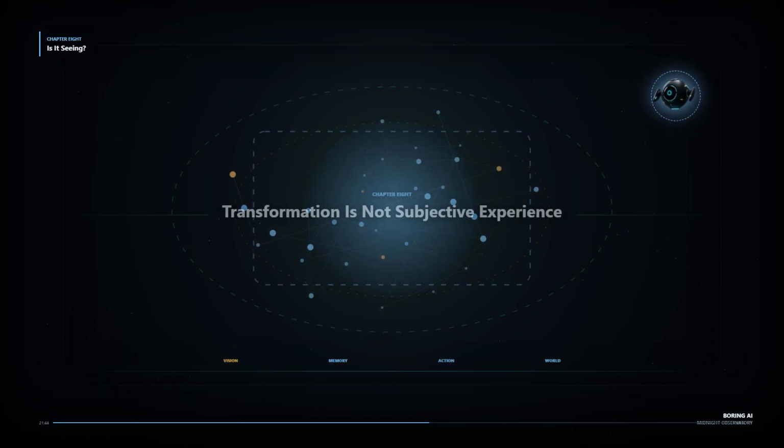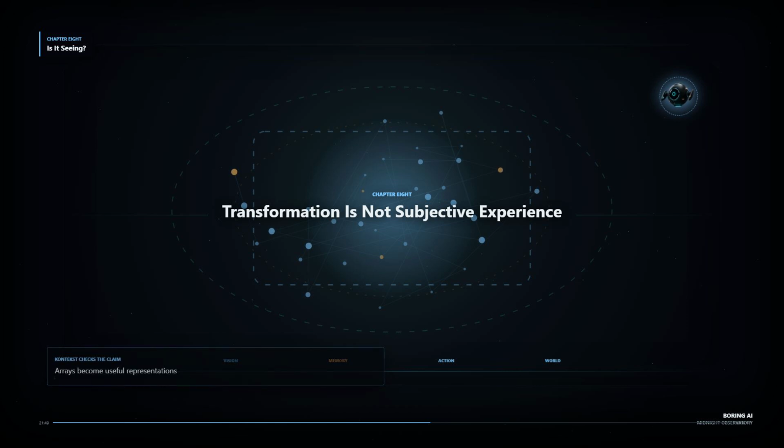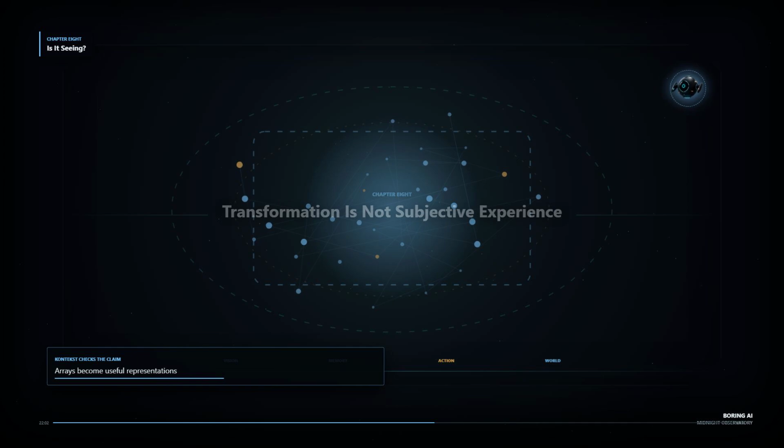Chapter 8. Is this really seeing? We can now return to the question in the title. Does AI see an image? In ordinary language, saying that a model sees is convenient. It means the system receives visual data and produces behavior based on it.